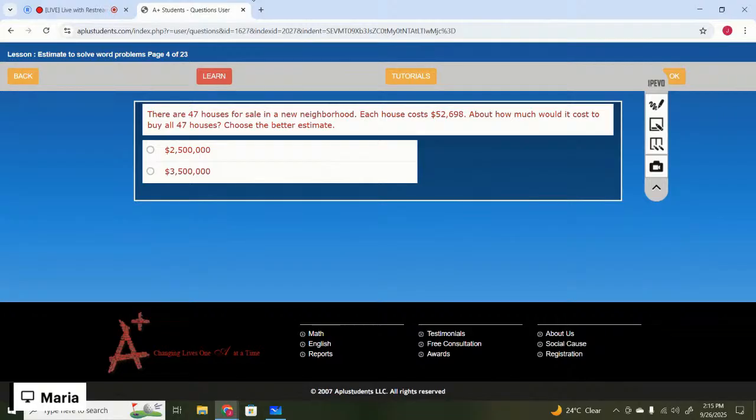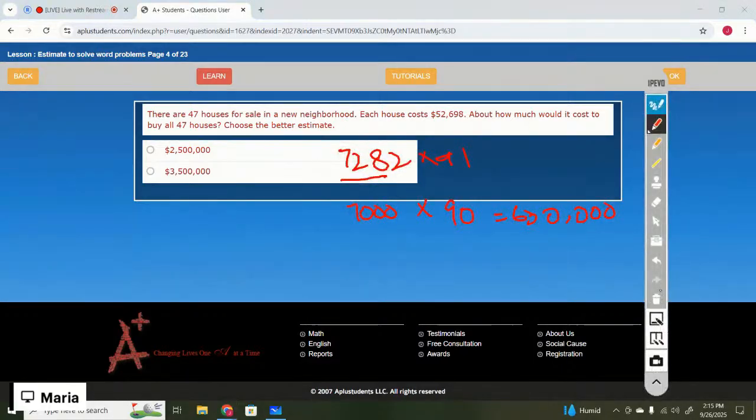There are 47 houses for sale in a new neighborhood. Each house costs 52,698. About how much would it cost to buy all 47? So 47 times 52,698. 47 is rounded to 50 and 52,698 is rounded to 50,000. So 5 times 5 is 25 and that would be option number 1 is the correct option.